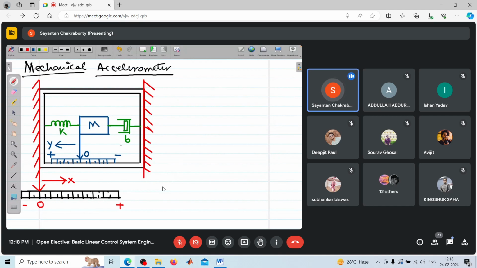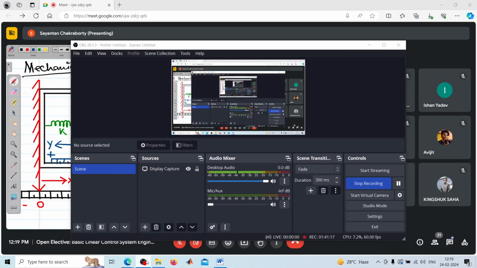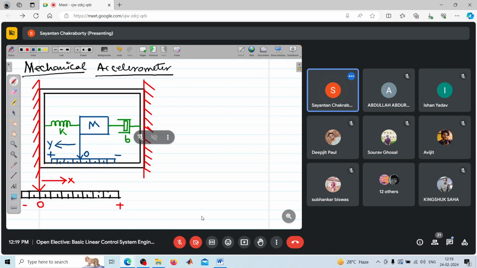Right. So whenever the moving vehicle is accelerated, the frame attached to the moving vehicle will get accelerated, and that will cause the mass to get displaced. This spring will get deflected until it produces enough force to accelerate the mass at the same rate as the frame, right? This deflection of the spring, when measured by the linear motion potentiometer, will be a direct measure of the acceleration.